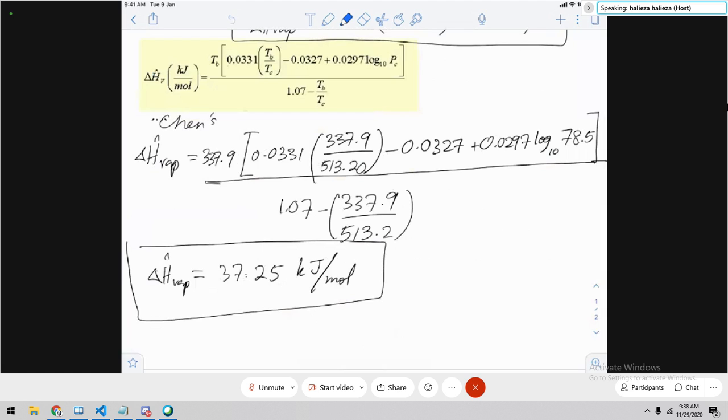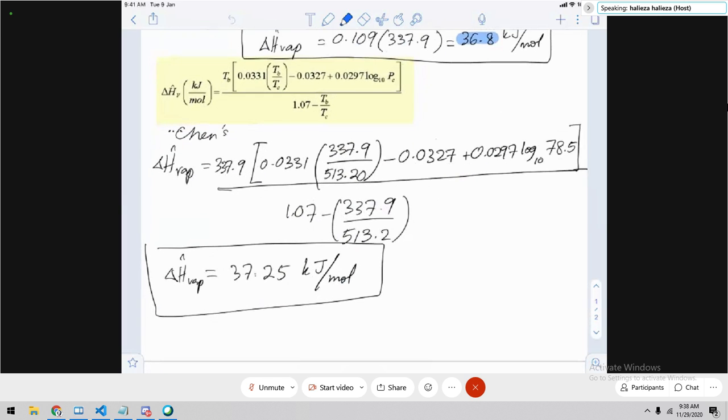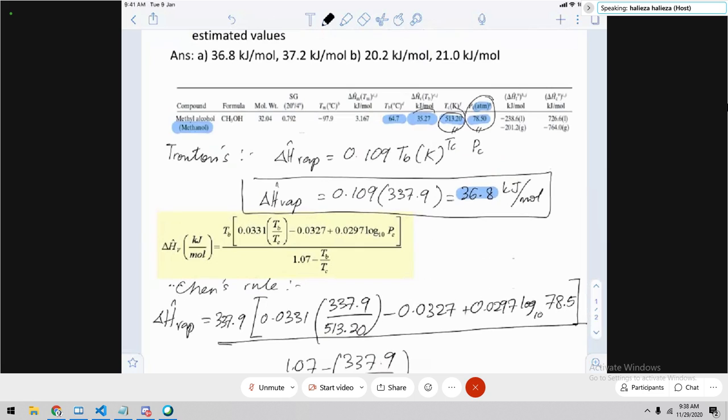But this is an unusual case whereby Trouton's rule gives a better estimate. By right you should get better results if you use the Chen equation. The accuracy is about 2%, but instead this is quite far off from the actual value of 35.27. So the best estimate will be using Trouton's rule. We cannot say actually, isn't it? It depends on maybe the chemical itself. For this case, the estimate using the Chen equation is not that good.